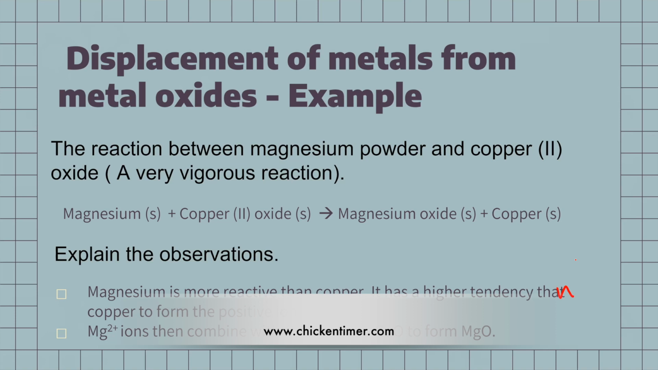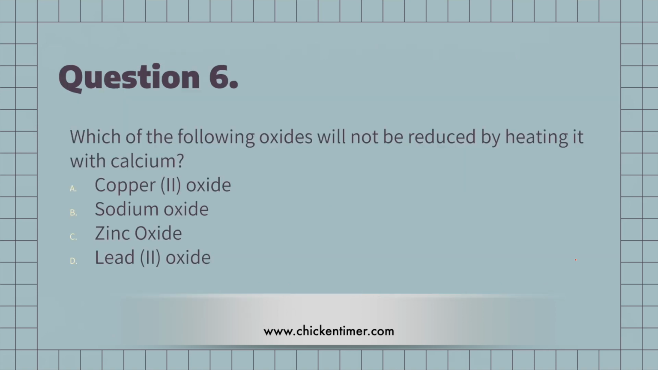Okay? Yeah. 6. Which oxide will not be reduced by heating it with calcium? So what it means is calcium plus copper oxide, whether there's a reaction or not. If there's a reaction, then you say that there is a reduction by heating. If there's no reaction, that means it will not be reduced.